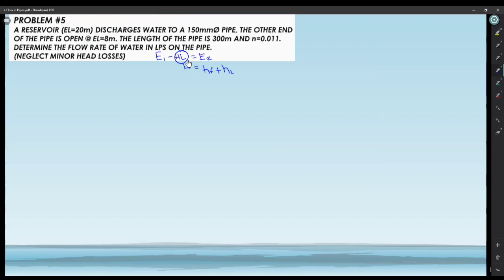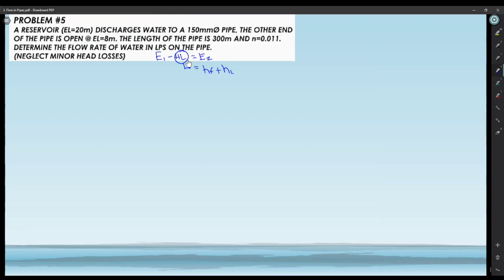So, para mas maunawaan, isolve natin itong problem number 5. So, basahin natin. A reservoir from which yung elevation niya is 20 meter discharges water to a 150 millimeter diameter pipe. The other end of the pipe is open and at elevation 8 meter. So the length of the pipe is 300 meters. And the roughness coefficient n is equals to 0.011.